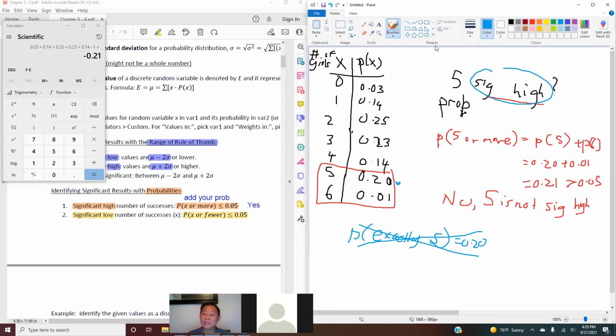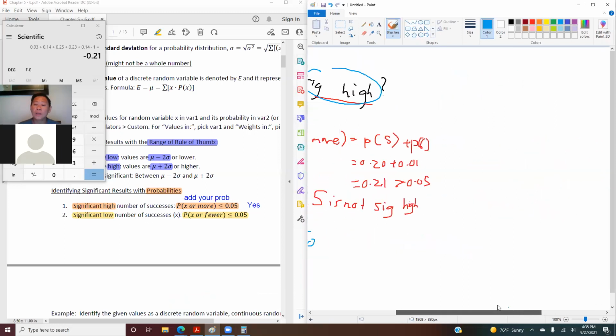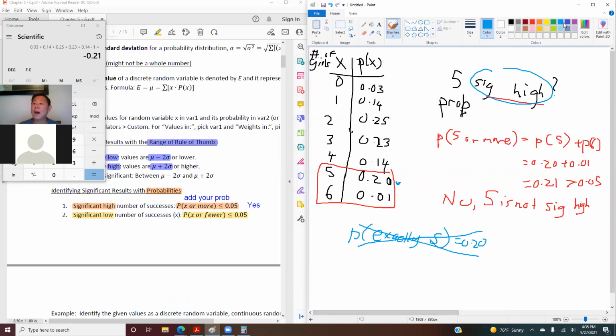Same thing happens when I ask for significantly low. Same question here: if I ask, is 3 significantly low in this case? When I ask for significantly low, which is the yellow highlights, you need to find the probability of this number 3 or fewer. That means you have to add your probability from 3 or less, or fewer. You have to add these probabilities.